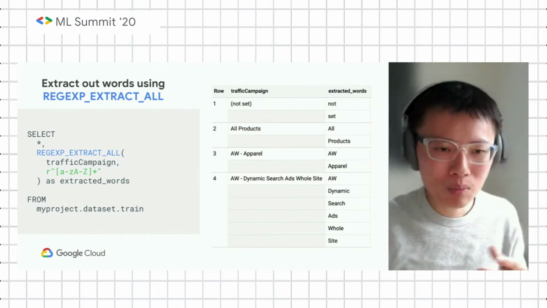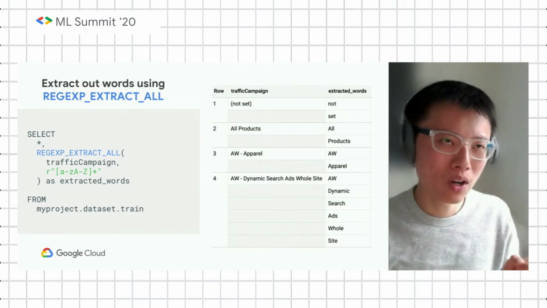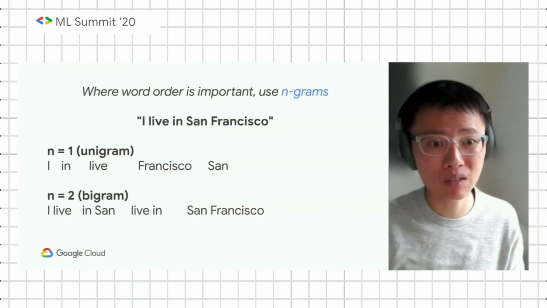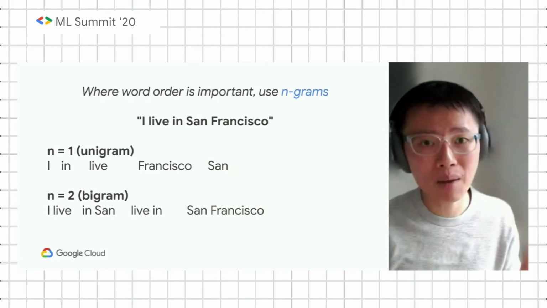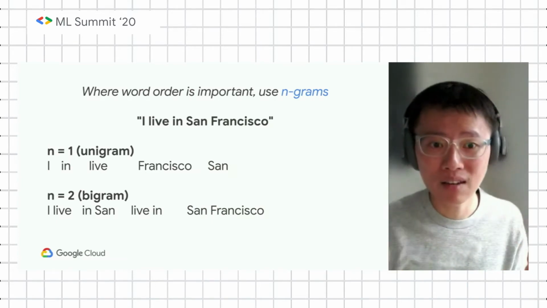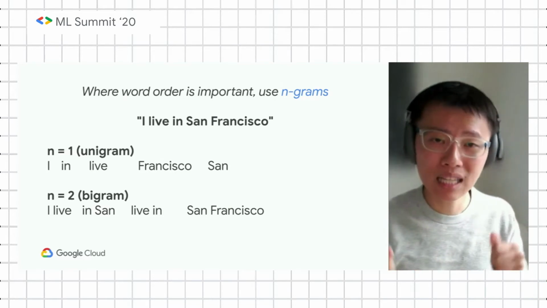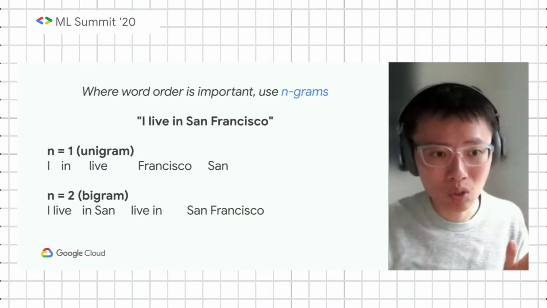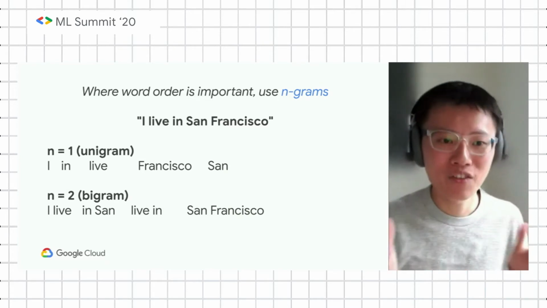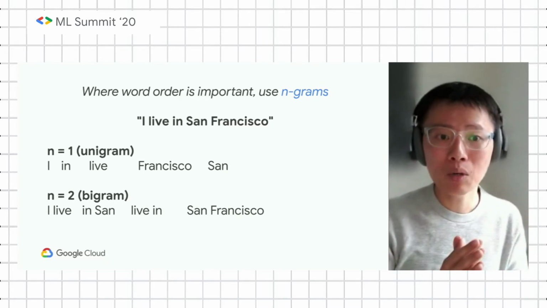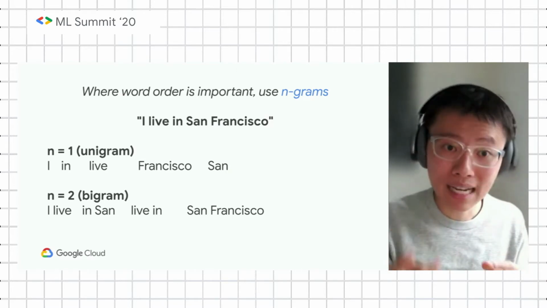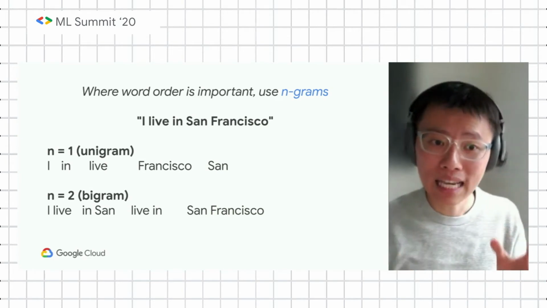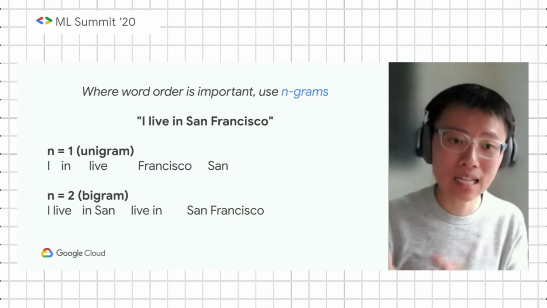But before I do that, sometimes you may find that the word ordering could really matter a lot when it comes to your text-based features. So for example, and this is a very common example, I live in San Francisco. If you were to take the individual words out of the sentence, you get I, in, live, Francisco, San if it's alphabetically sorted. But if you were to take every two words that are next to each other, which are called bigrams, then it'd be I live, live in, in San, San Francisco.